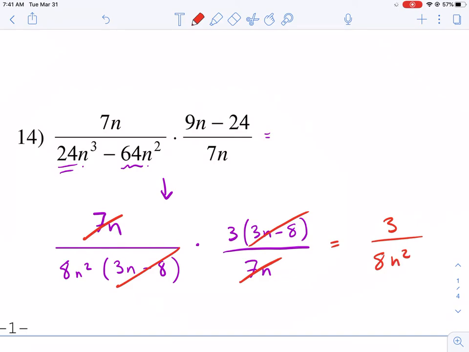8n squared. Final answer. Hope this was helpful. Good luck out there.